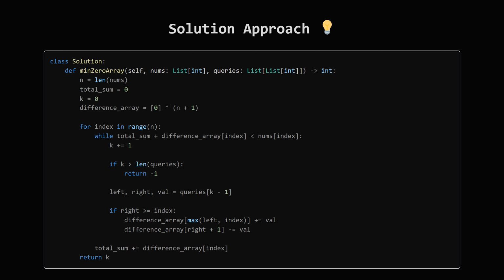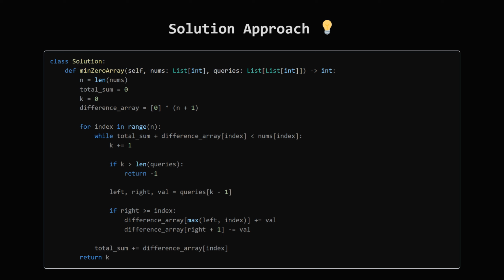Here is my solution. So first, the variables we are keeping track of is n, which is the length of nums. The total_sum is going to be used for our difference array. K keeps track of queries, and our difference_array is initialized to all zeros. Then we loop through nums, where total_sum will be incremented by the value in difference_array. While it's less than nums at index, we increment k and get the k-1 element in queries.